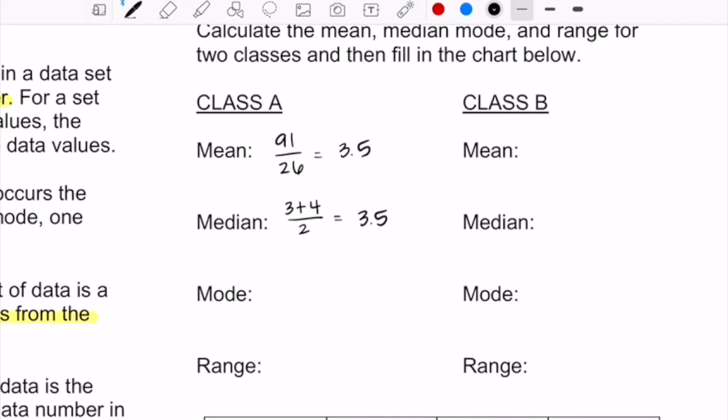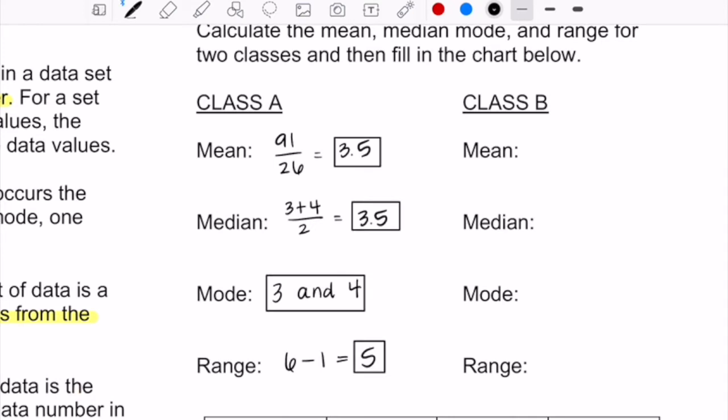To find the mode, I have to look for the number that occurs the most often. And so in this list, the 3 and the 4 are tied. So we say that there are two modes. The number 3 is the mode and the number 4 is the mode. And then lastly, for the range, I need to take the highest number in the list, which is 6, and subtract the least number in the list, which is 1. And so for my range, I get 5.